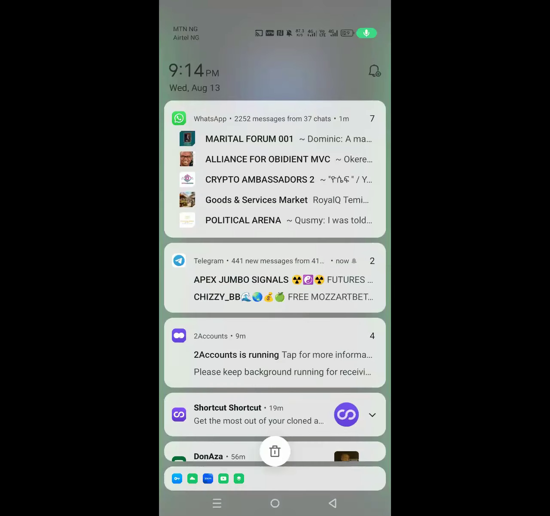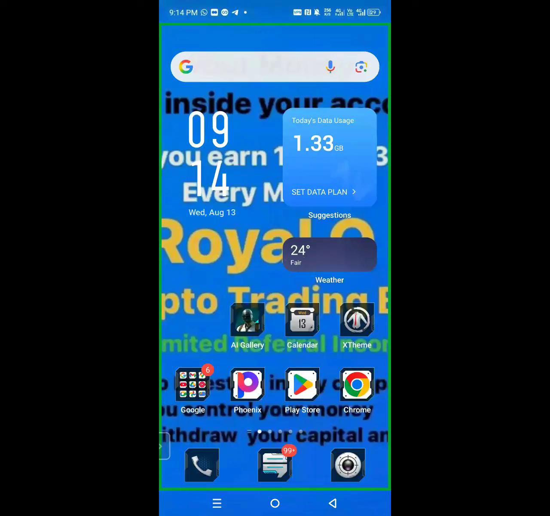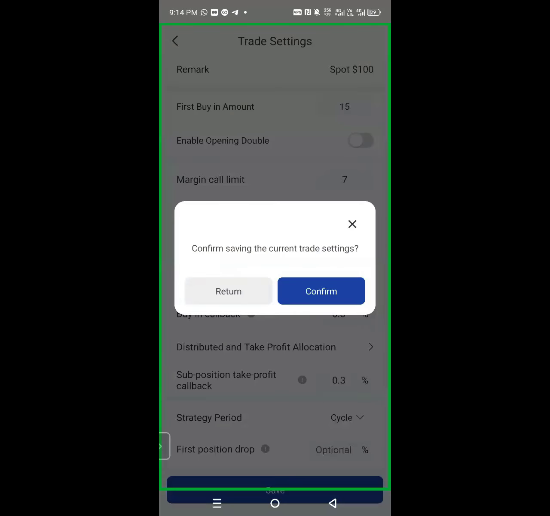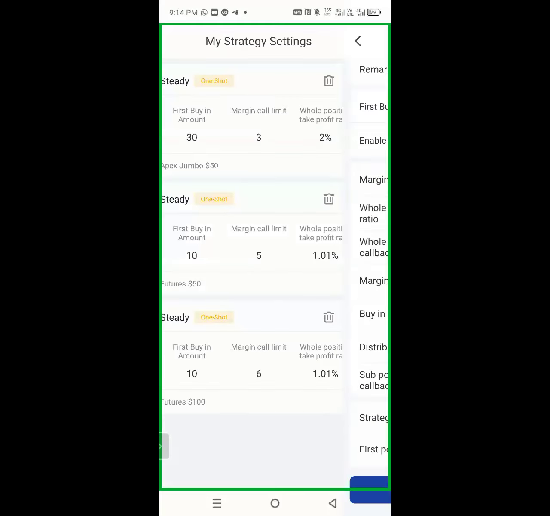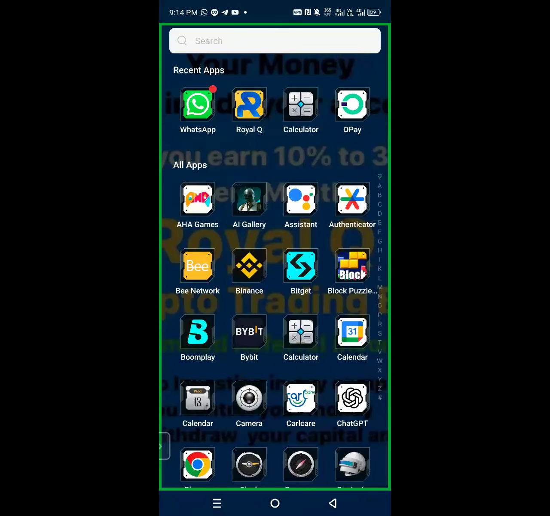Please, I'm coming. Oh, a signal drop. Oh, short. Please, just pardon me. Let me go and enter this signal. I'm just wasting time like this. So we are done for spot.